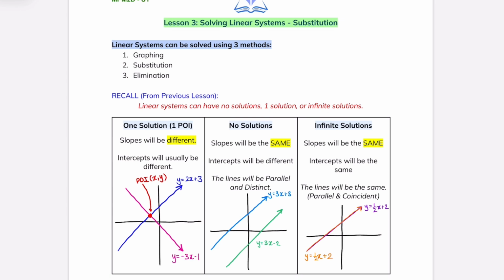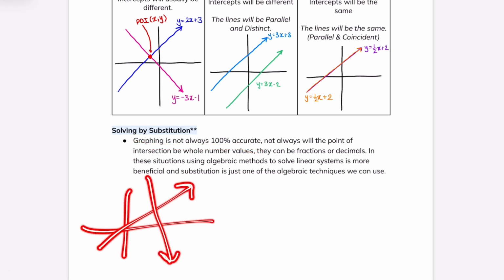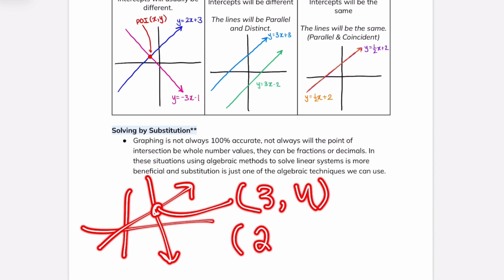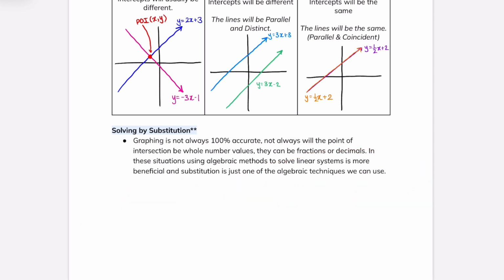So why do we want to use algebraic methods, right? The reason why is because when we're graphing, it's not always accurate, right? And if you recall, even in my last video, all of the points of intersection that we had were whole numbers, right? Like 3, 4, 2, 6, 1, 2. These are all whole numbers. So you can guess these off of a graph, right?